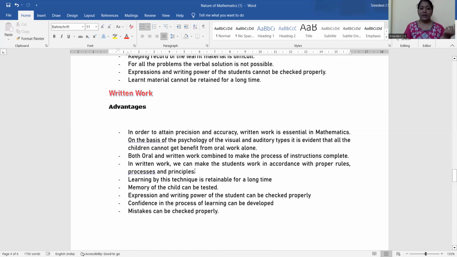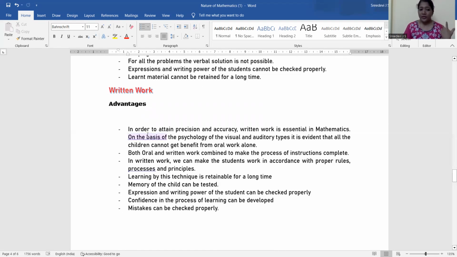Okay, then regarding written work, what are the advantages? As you know, in order to attain precision and accuracy, written work is essential in mathematics. On the basis of the psychology of visual and auditory types, it is evident that all the children cannot benefit from oral work alone, right? Yes, because we are in an inclusive classroom. So both oral and written work combine to make the process of instruction complete.